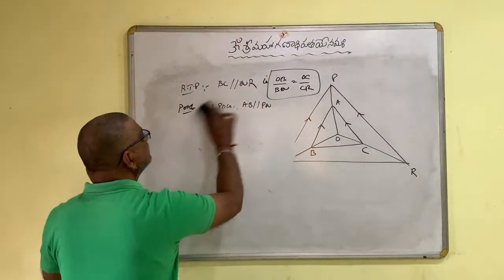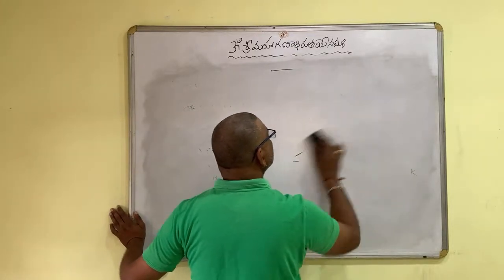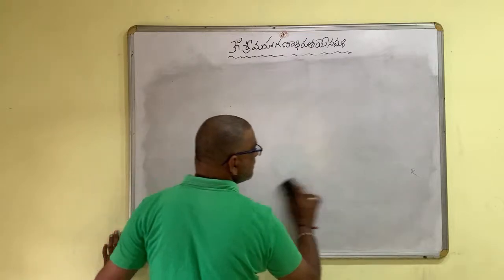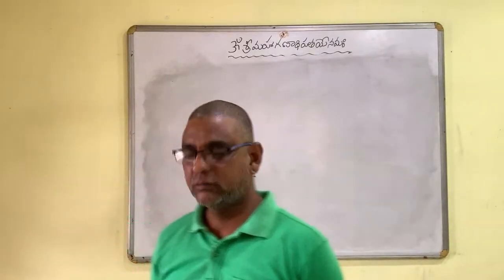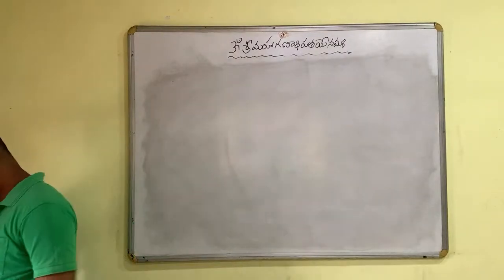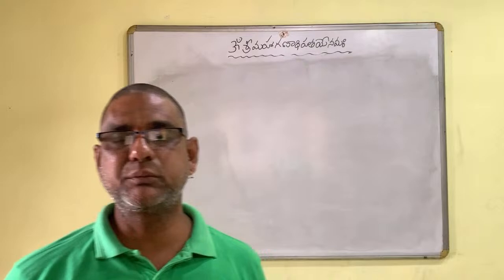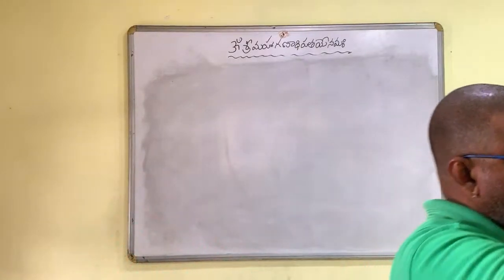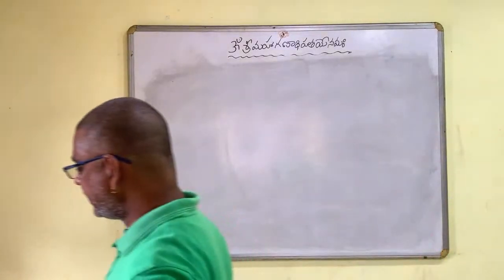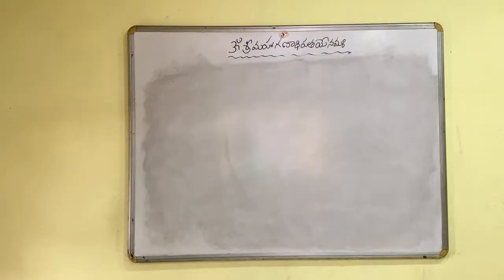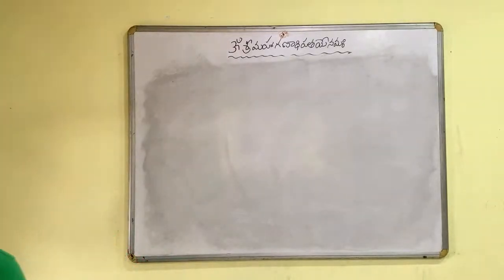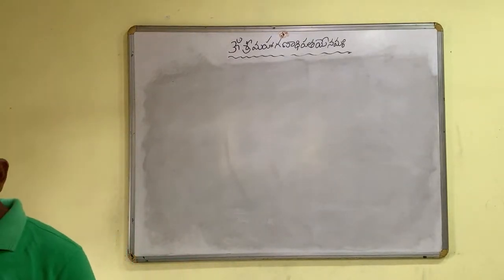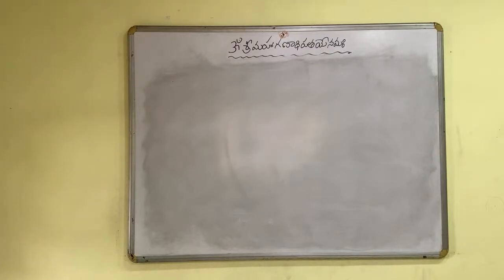Let us start the first question. Everyone read the first question, read within you. Using Theorem 6.1, that is, Theorem 6.1 means the basic proportionality theorem. Okay? We have to use it to solve the problem. Read the question.